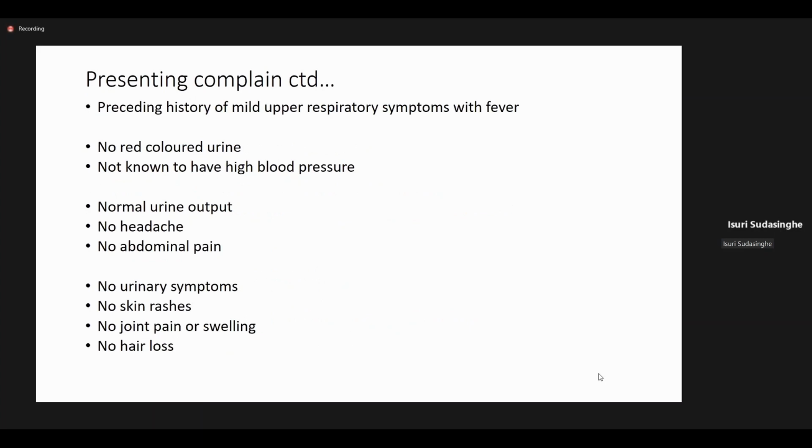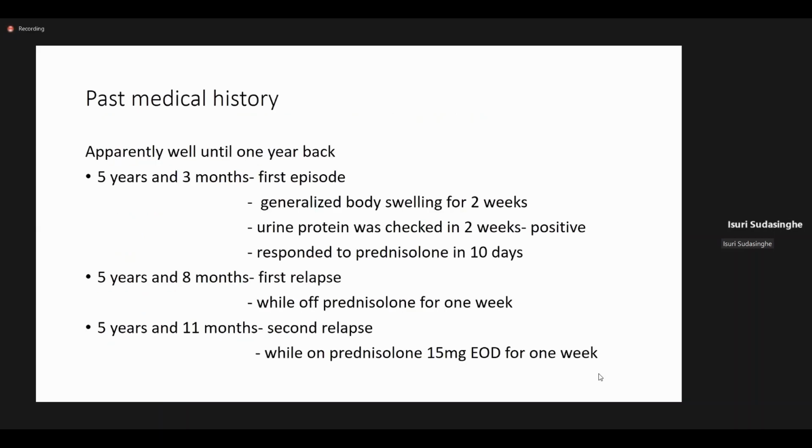Before the onset of edema as well as the changes in the heat test, the baby had mild upper respiratory symptoms with a febrile episode. But during this episode, the mother had not noticed red-colored urine, and he is not known to have high blood pressure. Urine output has been maintained normally, with no history of headache or abdominal pain, and no urinary symptoms. Over the course of this illness, no skin rashes, joint swelling or pain, or excessive hair loss were noted by the mother. This baby was diagnosed to have nephrotic syndrome 1 year back.